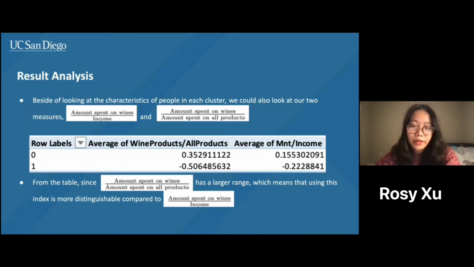Besides looking at the characteristics of new customers, we could also use the metric amount spent on wines over amount spent on products to predict the cluster of a customer numerically, because this metric has a larger range, which is more distinguishable between 2 clusters.